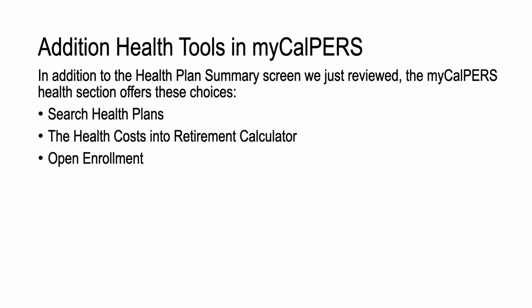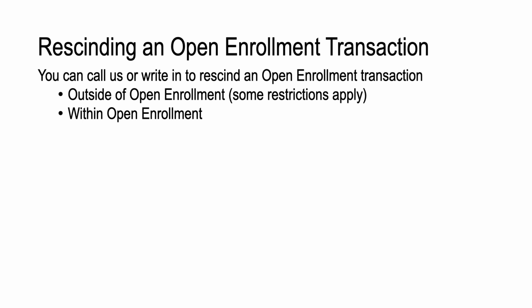Finally, the Open Enrollment link provides information about the changes possible during Open Enrollment, as well as some publications and other resources available. We've reviewed many of these items in this webinar. Retirees also have the option of making health plan changes through this link during Open Enrollment. Active employees need to make any changes through their employers. If you make a change online during Open Enrollment but then change your mind, if you are a retiree, you can call us to cancel your transaction. This is called a rescission.